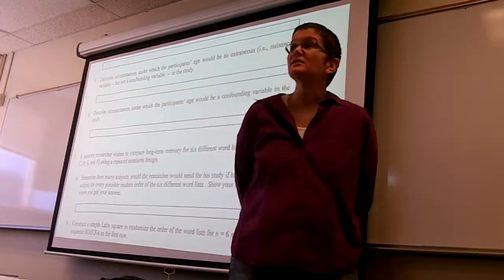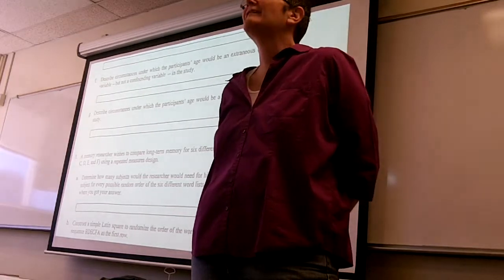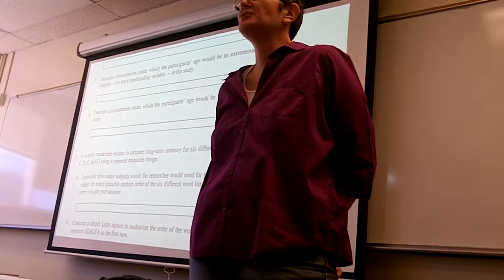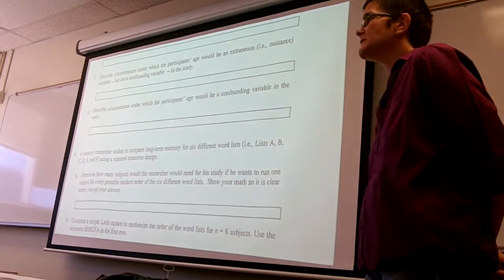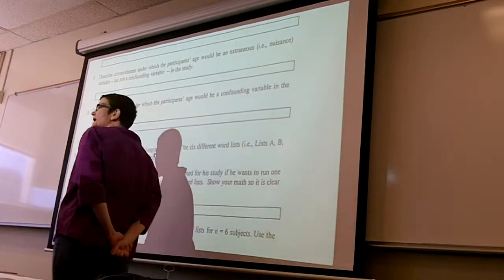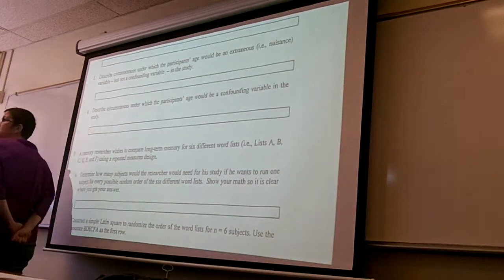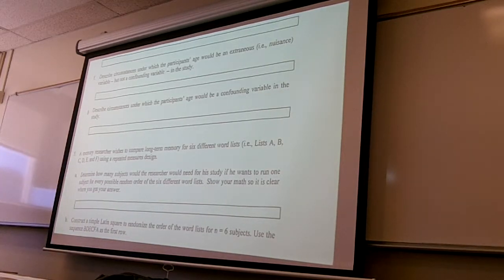Okay, so let's make sure we're clear on the difference between an extraneous variable and a confounding variable. You have to make sure you know the difference between these two things. An extraneous variable, or a nuisance variable, is just any variable that we're not controlling.